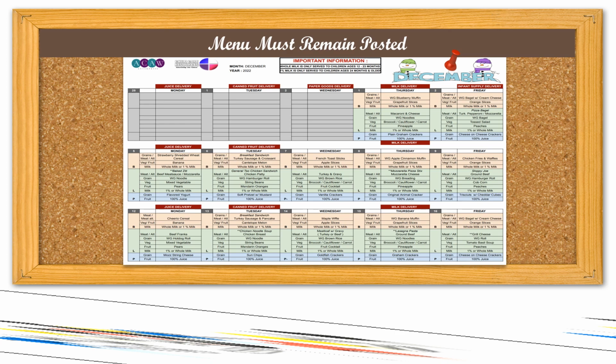Every month, your vendor, ACAW, will provide you with a monthly menu. Please be sure to post your monthly menu in your center. If for any reason you need an additional menu, look to your CACFP poster and use the QR code to print a new menu.